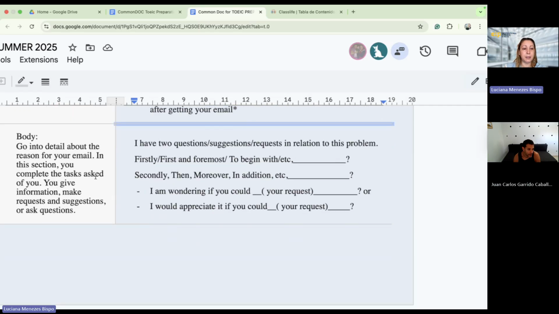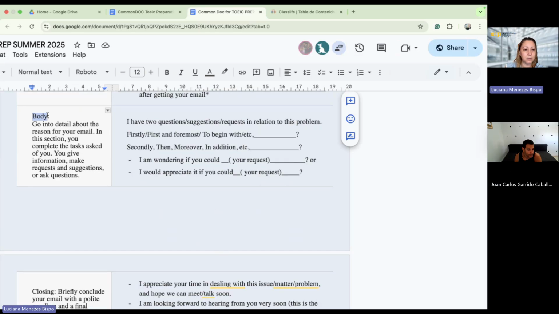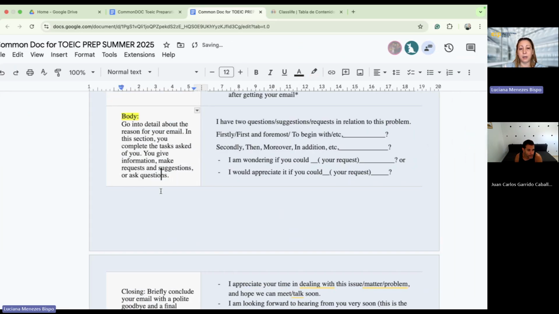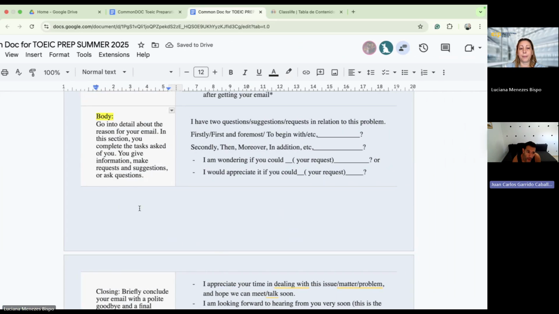The body, let me color the body as well. All right, the body, Juan Carlos. The body: go into detail about the reason for your email. In this section, you complete the task asked of you. You give information, make requests and suggestions, or ask questions. I have two questions, suggestions or requests in relation to this problem.